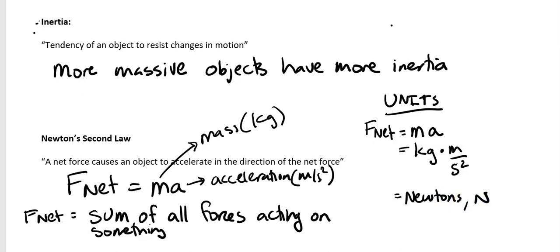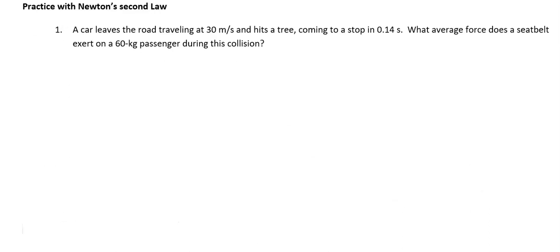So a newton is, just by definition, the amount of force needed to accelerate an object with a mass of just 1 kilogram at 1 meter per second squared. And that would be the definition of 1 newton. Okay, so let's go ahead and do a quick example problem using Newton's second law.